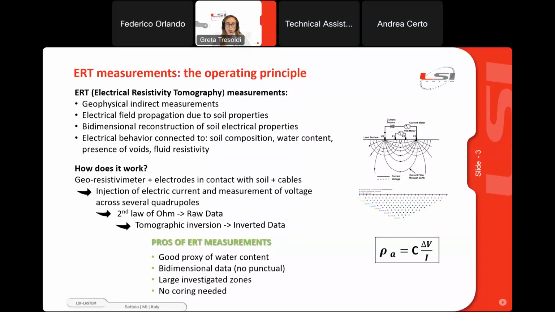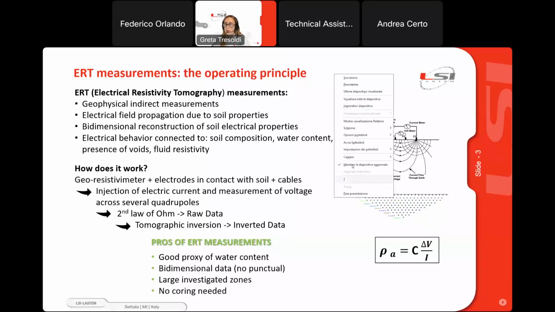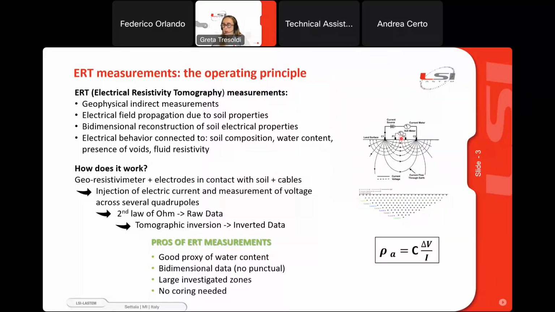So how does the measurement work? You need the system, a georesistivimeter, then you need electrodes in contact with the soil to inject the electrical field, and then you need the cables to connect every part of this hardware. So you inject an electrical current and measure the voltage. We have many electrodes, so we can perform many measurements because, as you can see here, we can obtain different measurements in the shape of a section using different electrodes.